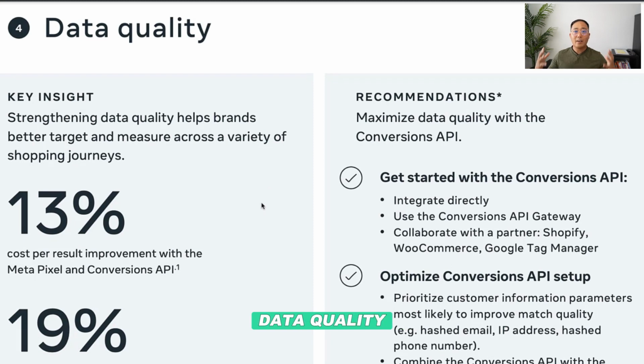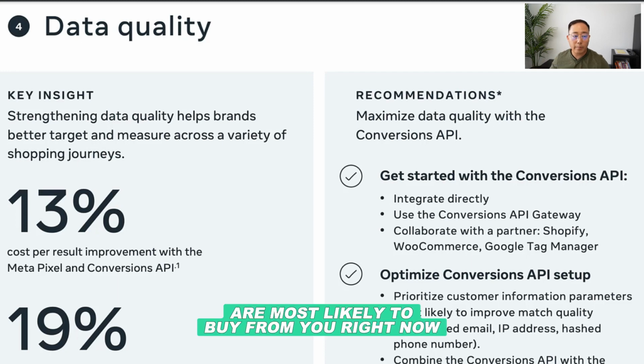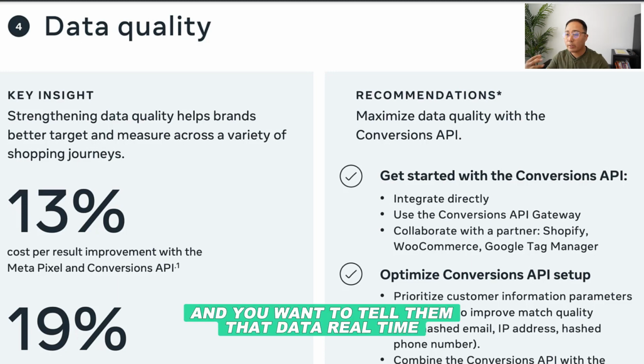All right, 4, data quality. That's a fancy name for saying use Conversions API. Let me give you the backstory of how their ad algorithm works. So the machine learning for the ads algorithm is essentially a big prediction machine. It predicts with statistical modeling which people are most likely to buy from you right now. And for these predictions to work best, Meta needs to be fed data back into their system from us as advertisers to tell them, hey, your ads are working great or not working well. And you want to tell them that data in real time.